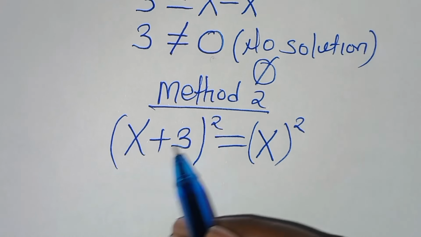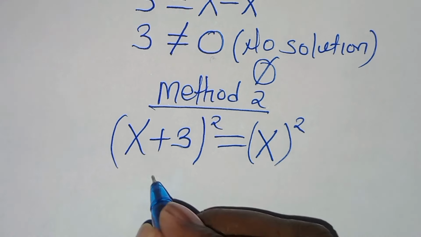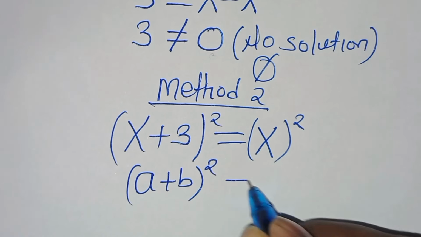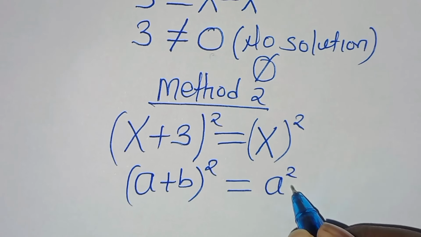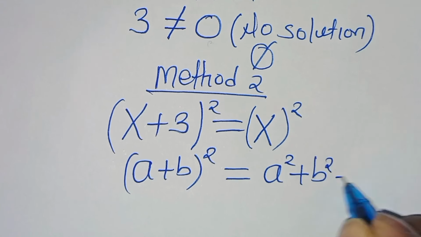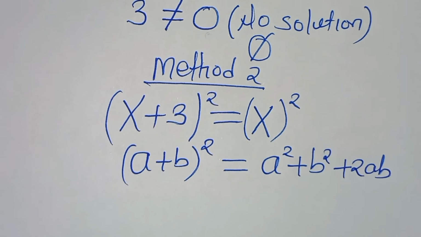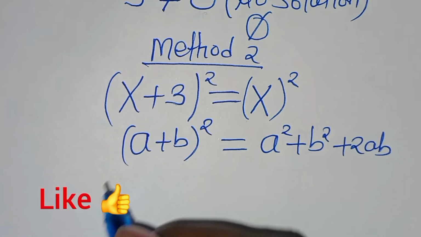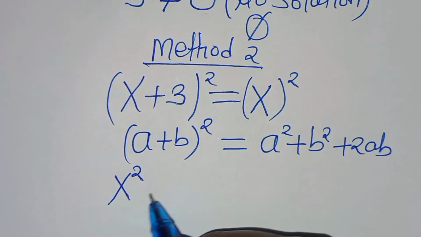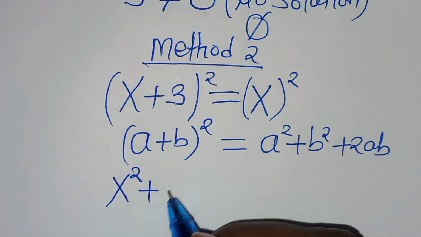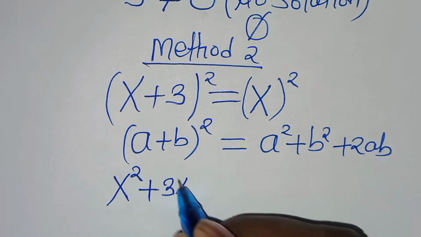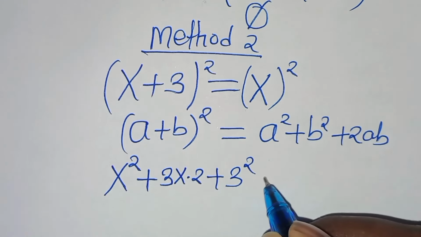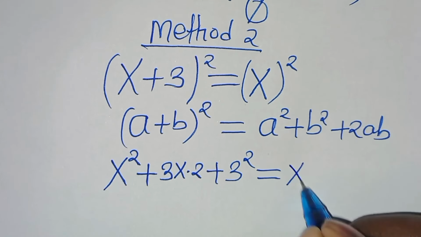And you find that x plus 3 raised to the power of 2. This is in the form of a plus b raised to the power of 2, which is equal to a squared plus b squared plus 2ab. Now applying this algebraic identity, we have x squared plus 3x times 2, then plus 3 squared, equal to x squared.